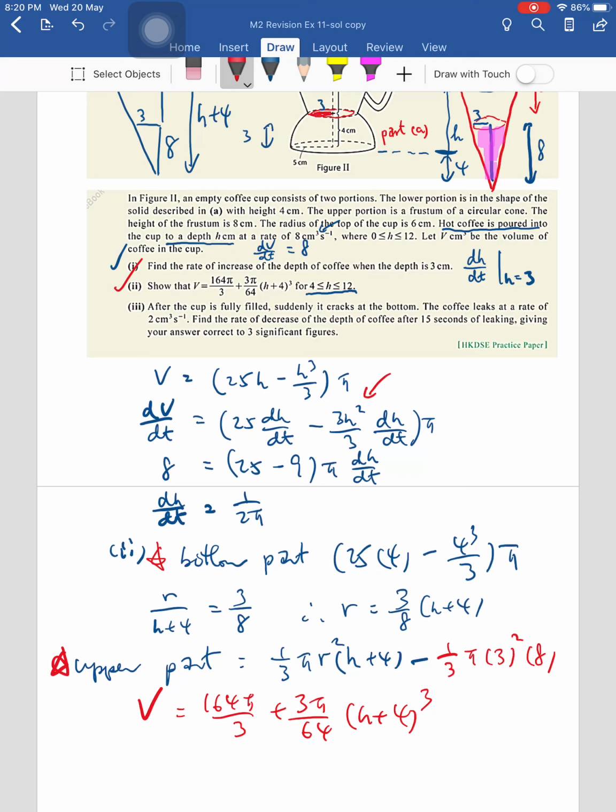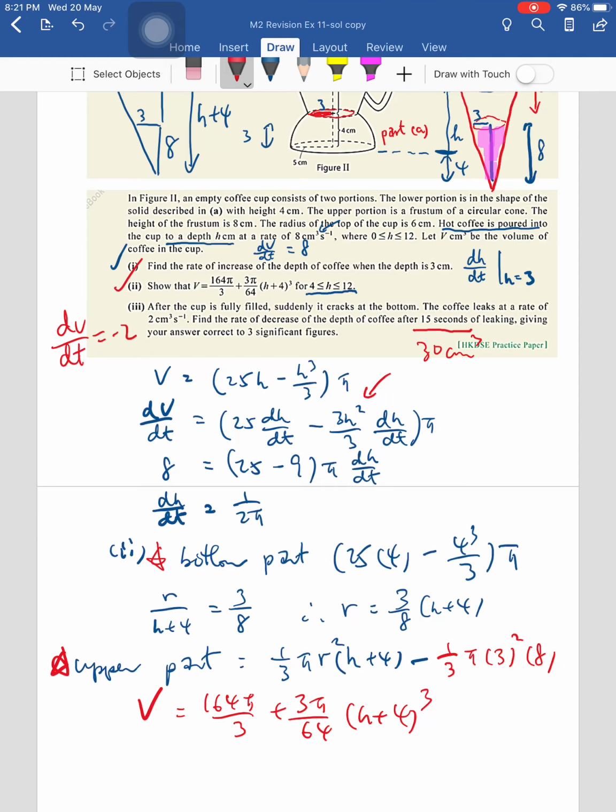And then the final part is that it is full of coffee and it cracks and leaks at the rate of dV dt equals minus 2, okay, remember minus 2 because it is leaking. And then after 15 seconds, it leaks 30 cm cube, okay.